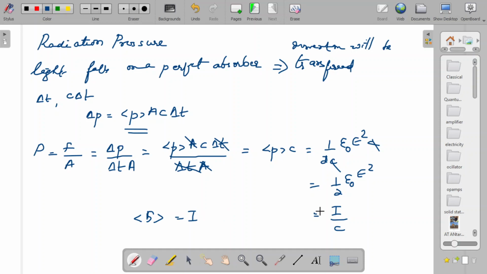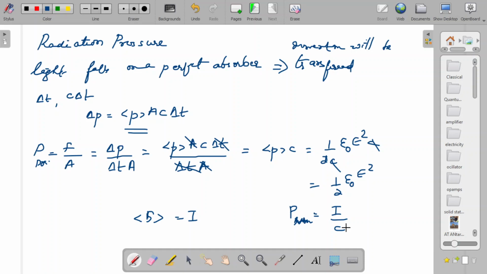So then I can write the radiation pressure as equal to this. Don't get confused with the momentum; this is actually pressure. And that is I by c. Or I can say that the pressure is half epsilon 0 E square, or equal to the intensity I divided by c.